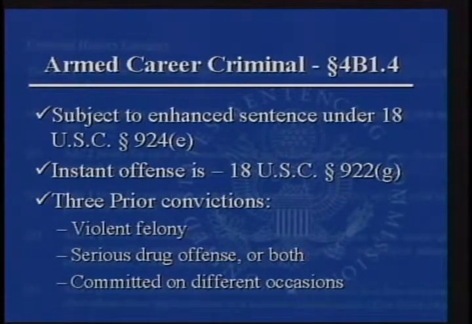And unlike the career offender guideline, armed career criminals must have three prior convictions to qualify, and they must be violent felonies, serious drug offenses, or both, or some combination thereof, and they must have been committed on occasions different from one another. Now, unlike the career offender guideline, where we provide you in the application notes definitions of controlled substance offense and crime of violence, the definitions of violent felony and serious drug offenses are found in the statute, and in the commentary to 4B1.4, we refer you back to Title 18 United States Code Section 924(e) for the definitions of violent felony and serious drug offense. So let's take a look at those, since they are slightly different than those for the career offenders.